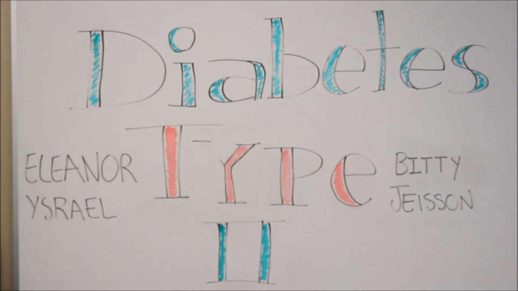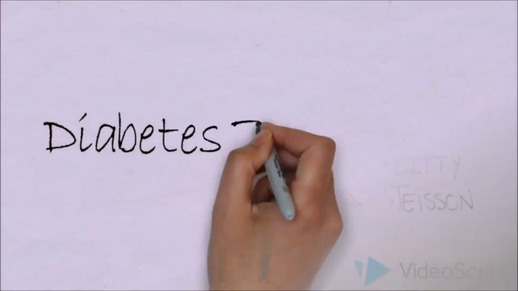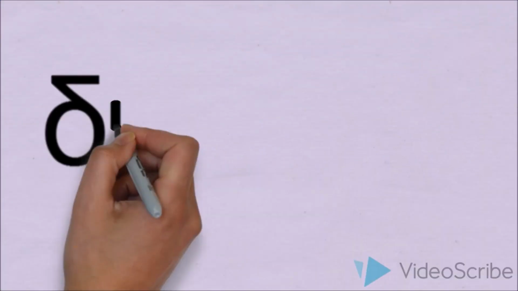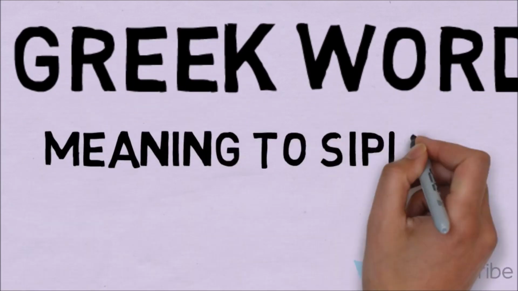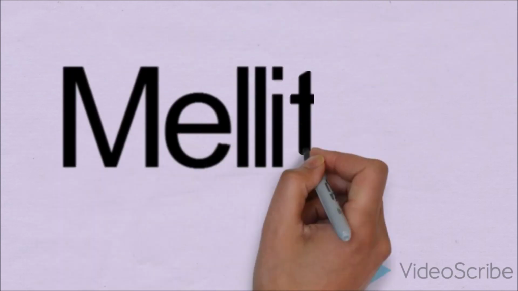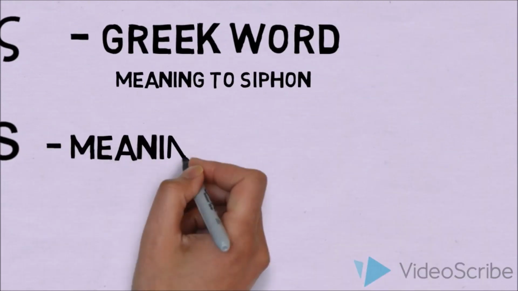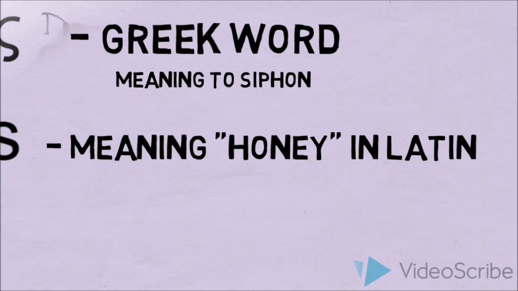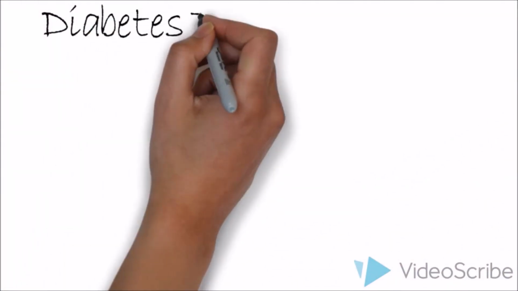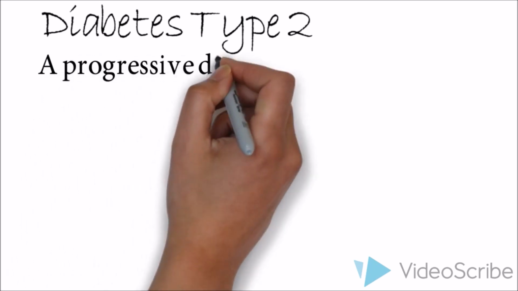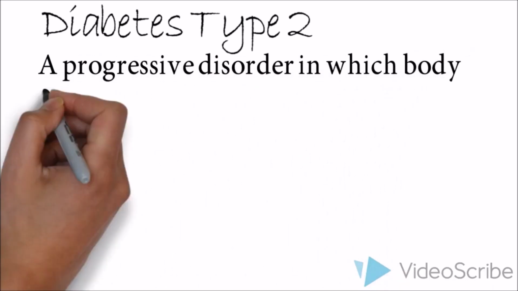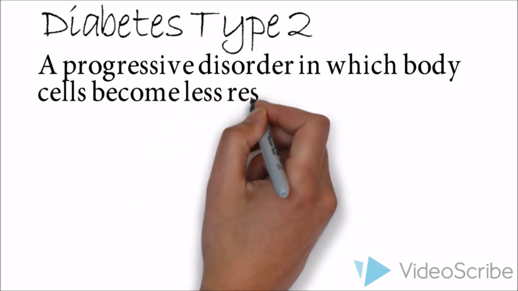Let's talk about the etymology and definition of the word diabetes mellitus. From the Greek word diabetes meaning to siphon and from the Latin word mellitus meaning sweet or honey, diabetes type 2, also known as insulin-resistant diabetes, is a progressive disorder in which body cells become less responsive to insulin, therefore causing hyperglycemia.